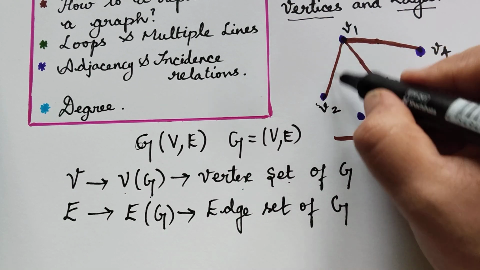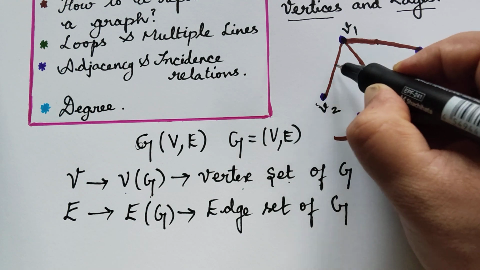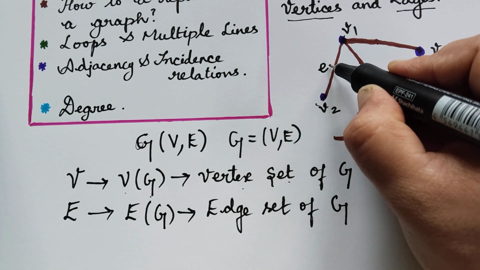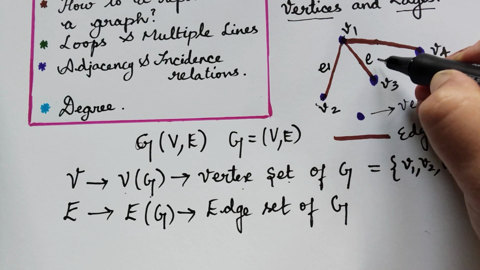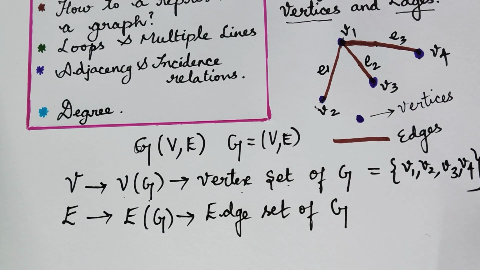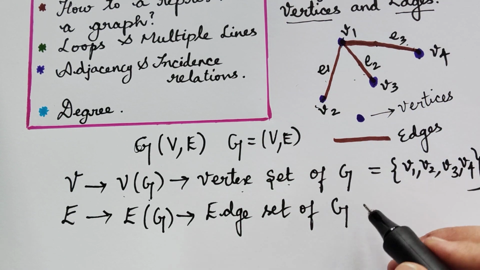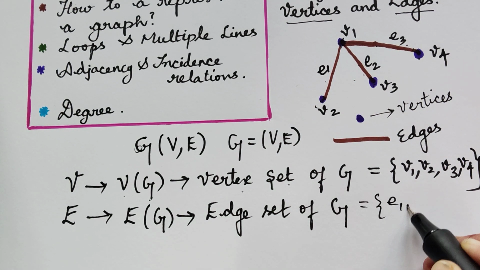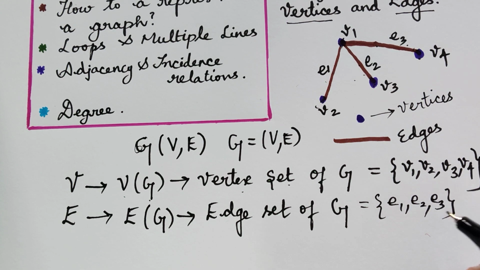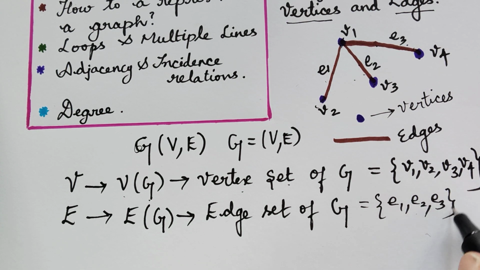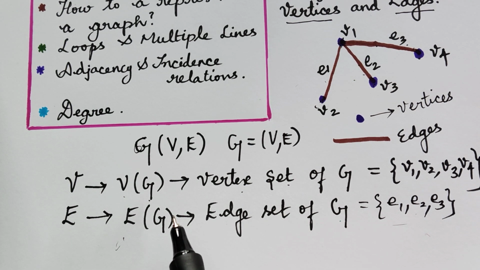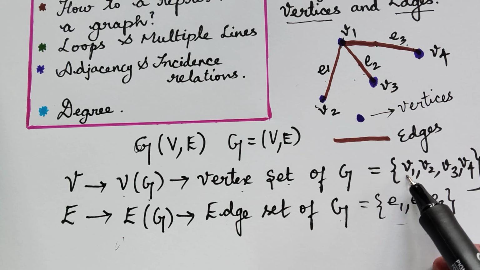And what about the edges? There are 3 edges. This is an edge which joins V1 and V2. I'm going to represent it as E1, edge 1. This is edge 2 and this is edge 3. This is purely my own representation, and it can differ as per the textbook also. So here E1, E2 and E3 are 3 edges. Now we will form a set: E1, E2, E3. These are the edges, and the set is known as the edge set of G, represented as capital E of G.